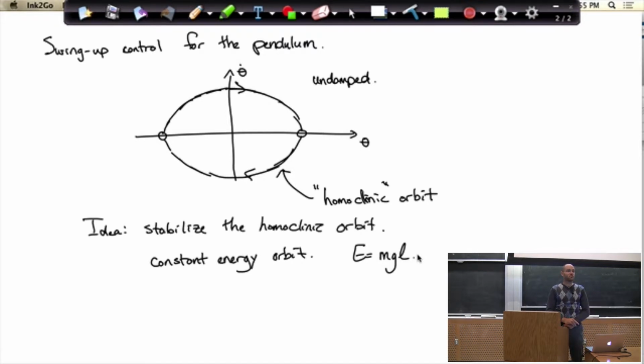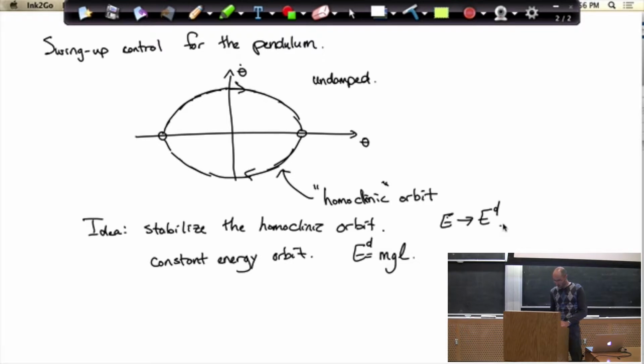So a basic idea would be, if I'm not at the right energy, if my energy is less than mgl, I'll try to push energy into the system. If my energy is greater than mgl, I should take energy out of the system. And maybe that will stabilize the homoclinic orbit, driving myself to some known energy level. So let's think about how we're going to do that. The big idea is to drive the energy of the system to my desired energy. That's our big idea.